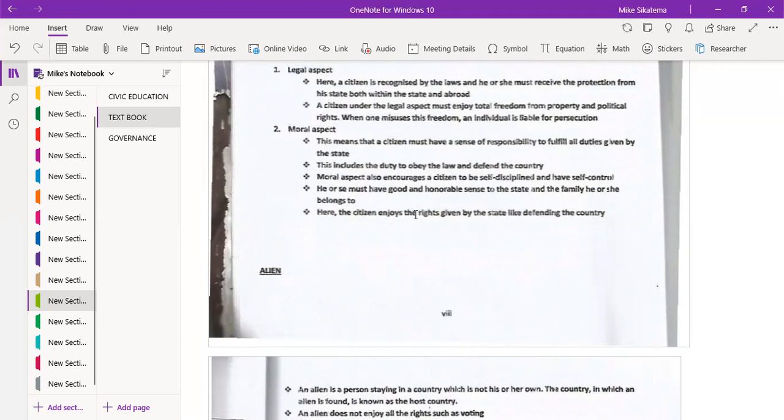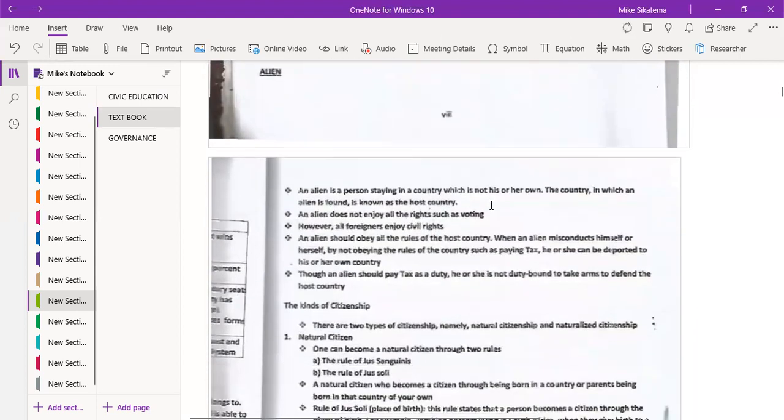So being a citizen goes beyond the political aspect, but it also dives into the bureaucratic nature of family systems. And you have to have that moral aspect towards your own family. Here, the citizen enjoys the rights given by the state, such as defending the country, although this right of defending the country is more of an allegiance, and it's not necessarily a right. It's like a moral aspect of self-will and patriotism that an individual has towards their country.